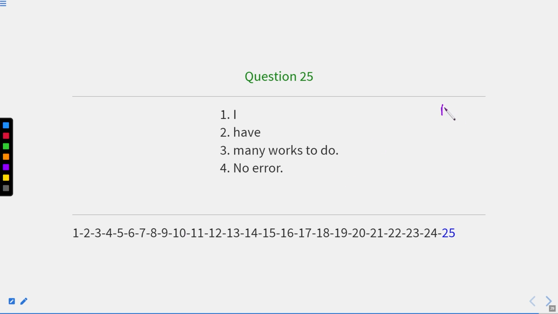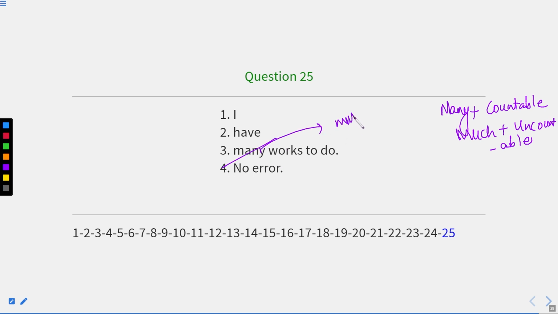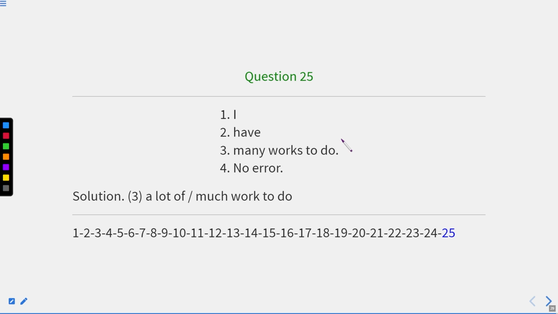As I told you, with many we can only use countable nouns, whereas with much we should use uncountable nouns. So here the error will be in the part many. Many should be replaced with much. So the correct answer will be I have much work to do, and this will be work, not works. So a lot of work to do or much work to do.